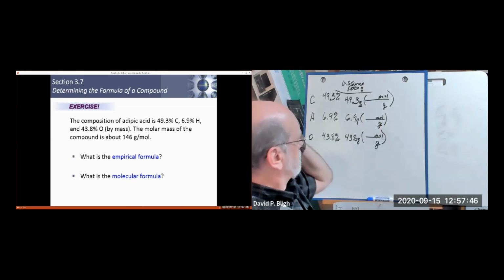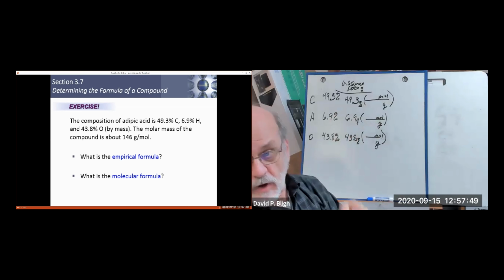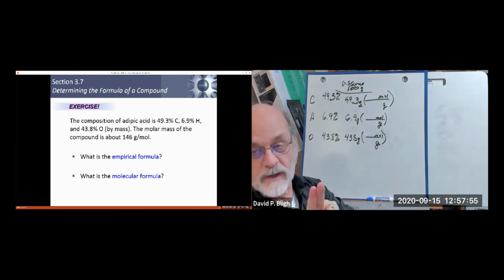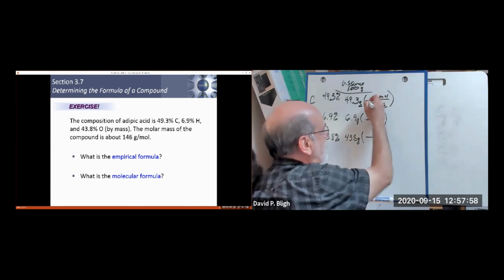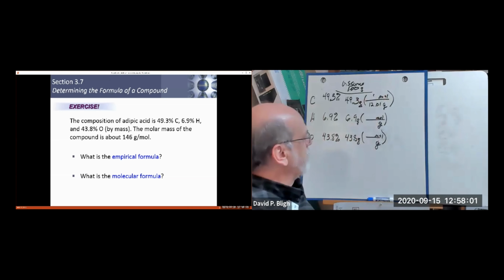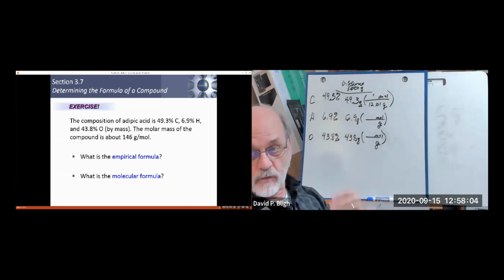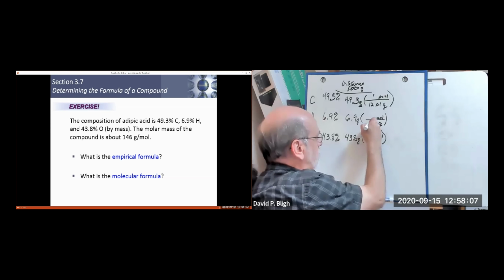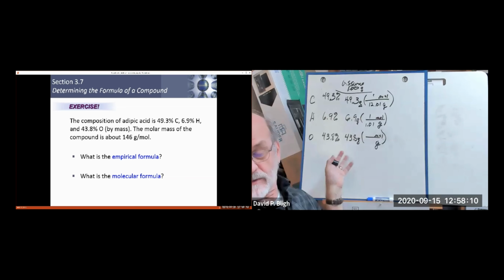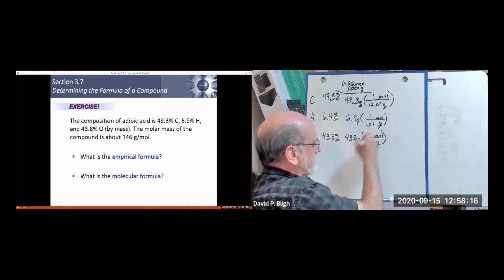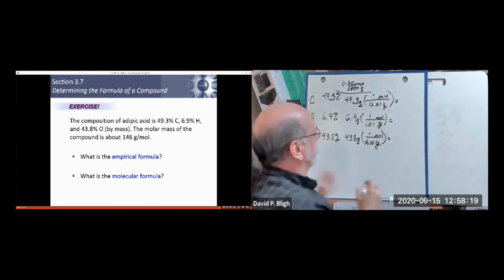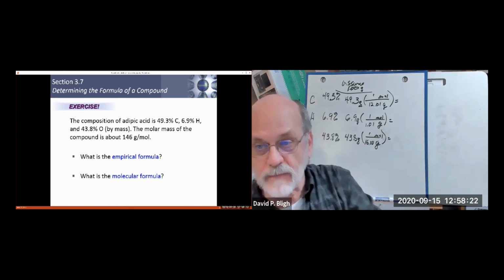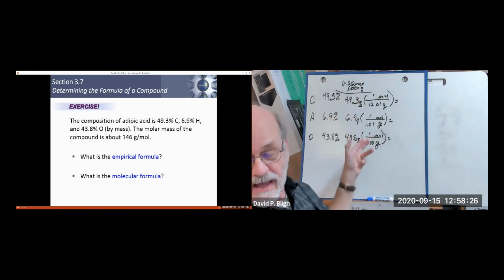Right? So what value goes in here? How many grams per mole is carbon? Look it up on your periodic table, and to 2 decimal places, it's 12.01. Okay. Hydrogen to 2 decimal places is 1.01. And oxygen rounded to 2 decimal places is 16. Okay. Now we can find out how many moles these masses represent and start ratioing them to the nearest whole number.